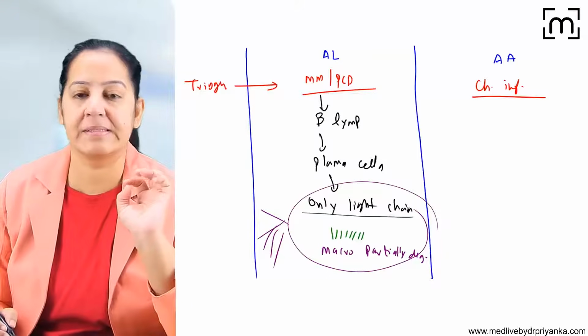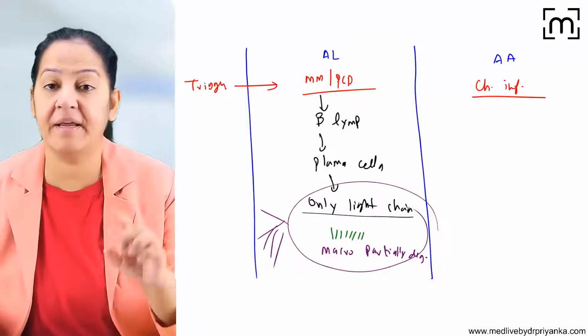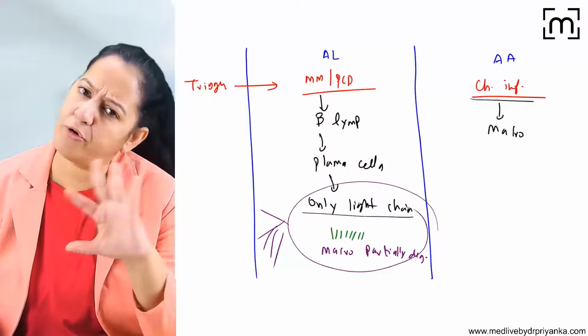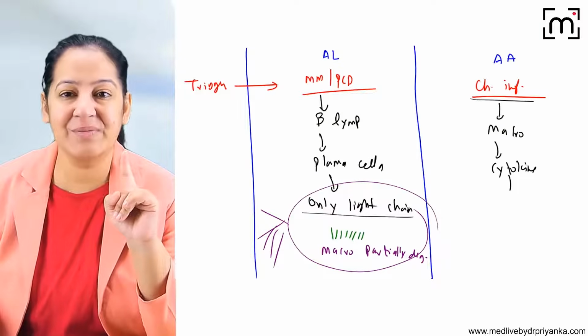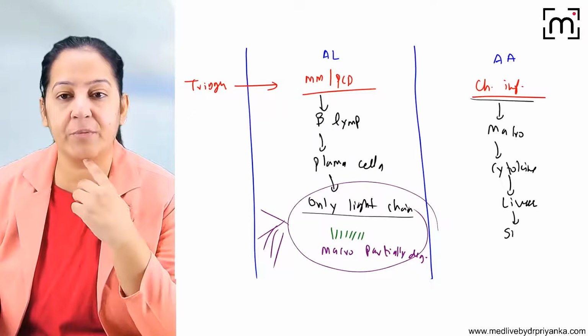That is AL amyloidosis. What is happening on the other side? What is happening in AA type? So here in AA type, in chronic inflammatory disorder, the macrophages are stimulated. In all chronic inflammatory disorders, they secrete cytokines in the blood. These cytokines will go to the liver and stimulate the liver to secrete a protein. The name of the protein is SAA.